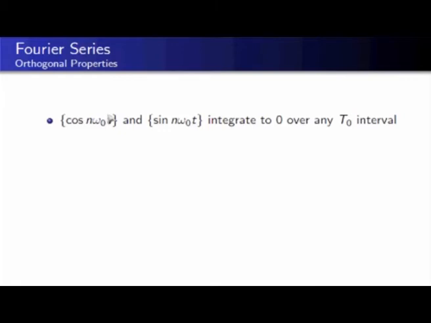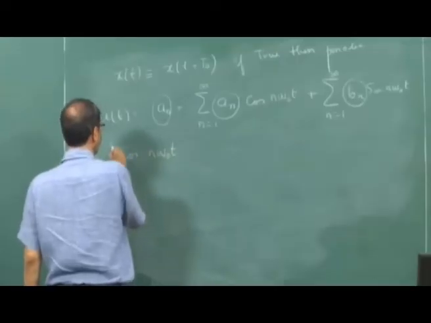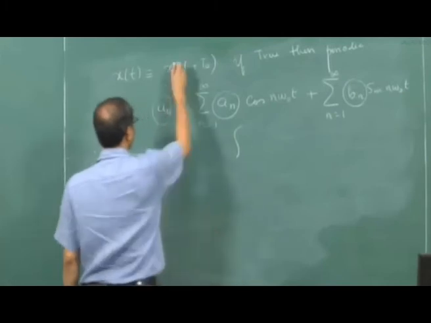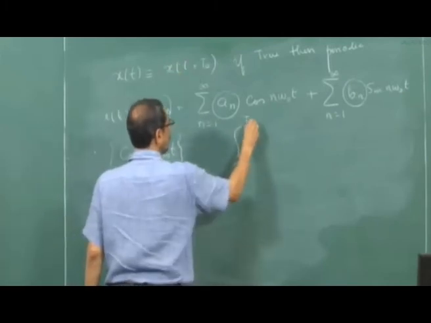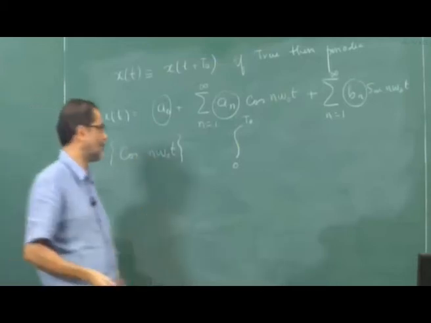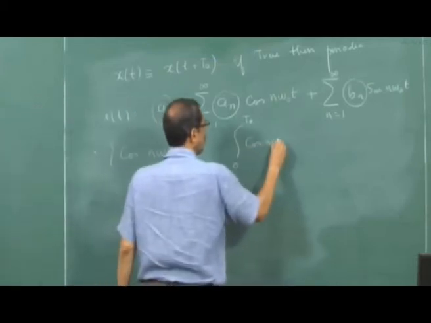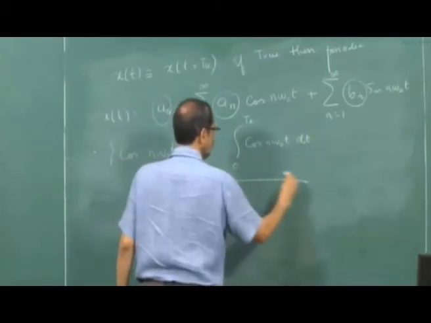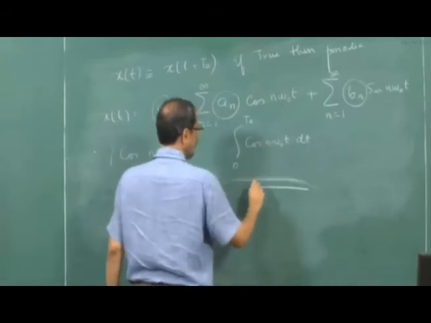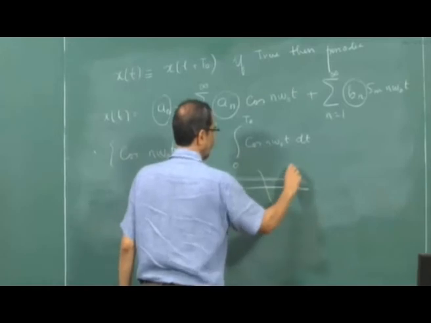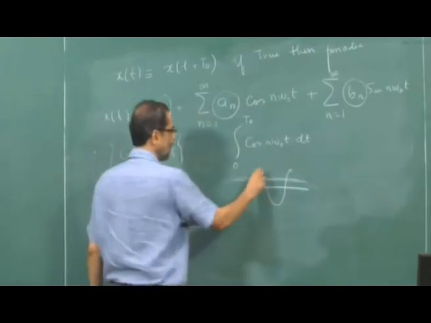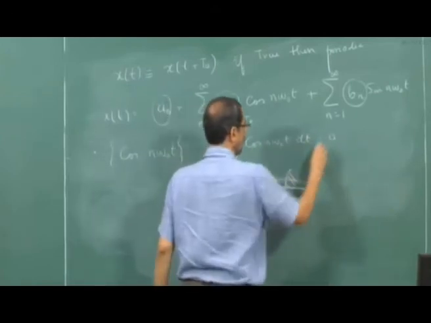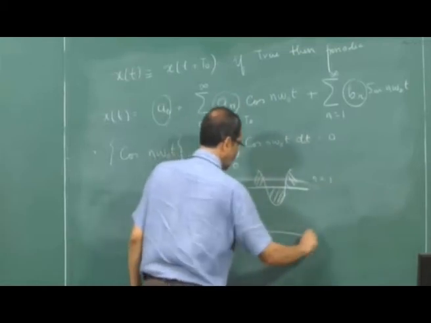So he says that cos n omega naught t, right? If you take a family of functions cosine n omega naught t, if you integrate this over the period t naught, meaning if you just take 0 to t naught or any t naught period, let me take it as 0 to t naught, if you take cosine n omega naught t dt, right? So what he says is, if n is 1, then I have one cycle like this, positive part is equal to the negative part. So this integrates to 0 for n equal to 1.